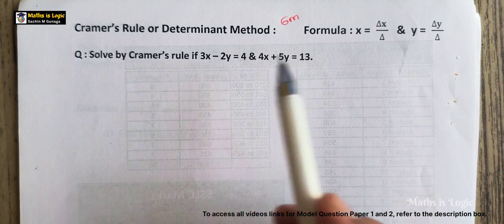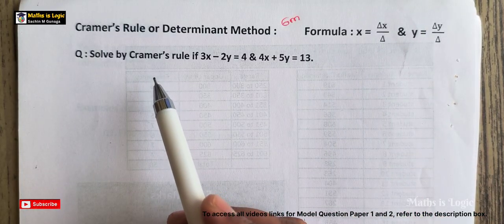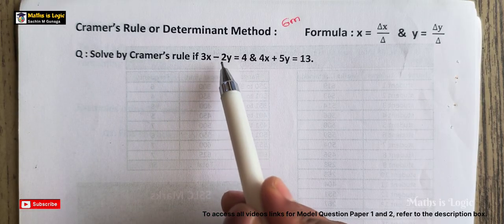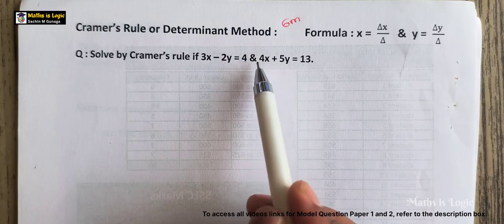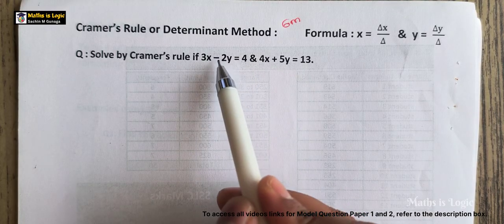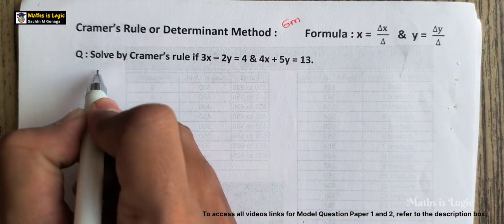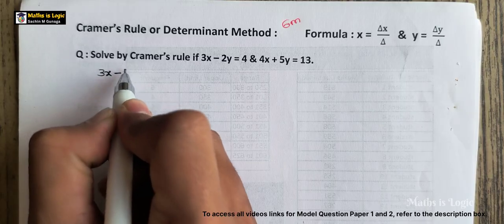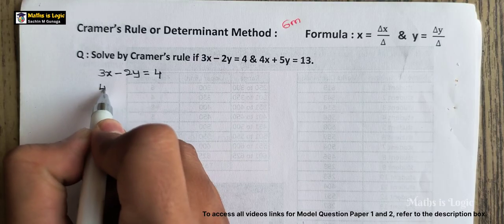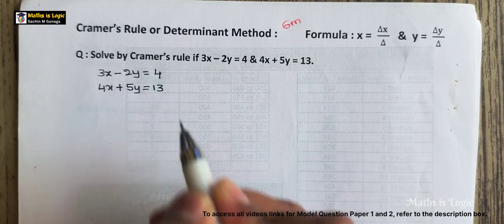Now let us understand how to find the value of x and y by using Cramer's rule. Question: solve by Cramer's rule if 3x minus 2y equals 4 and 4x plus 5y equals 13. Here the two equations are already given. First, write the first equation: 3x minus 2y equals 4. Then write the second equation: 4x plus 5y equals 13.